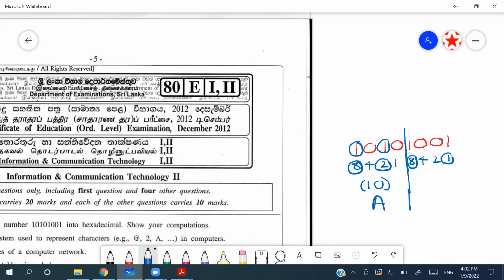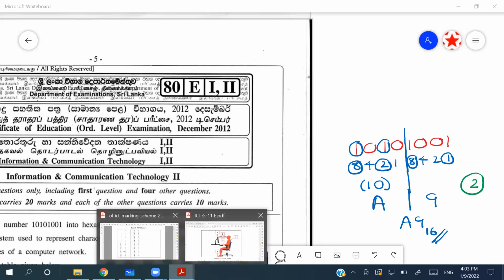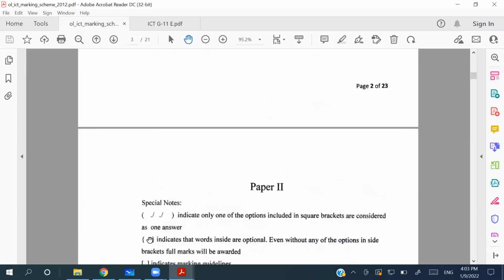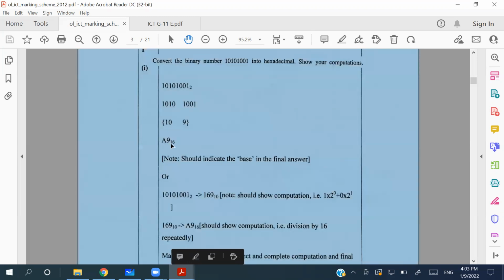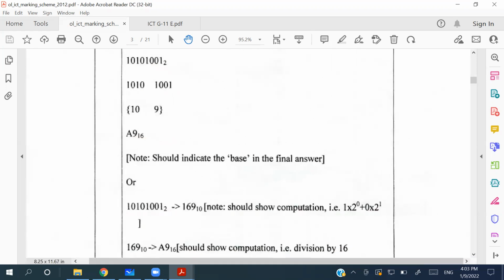This is 8 plus 1, which is 9. So we can put 9 in the same way. So the answer is going to be A9. You must write the base in hexadecimal, people. If you got it correctly, you are given 2 marks. Let me check with the marking scheme as well. Yeah, A9 base 16. So that is the easiest way.